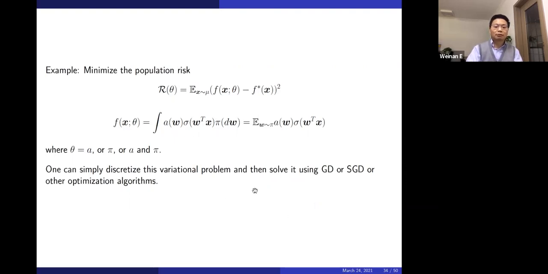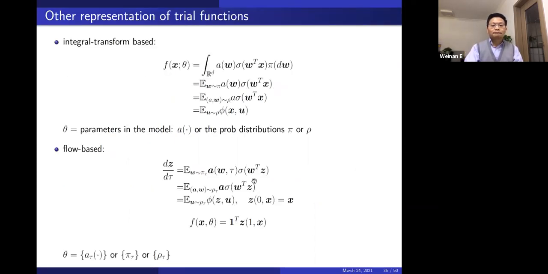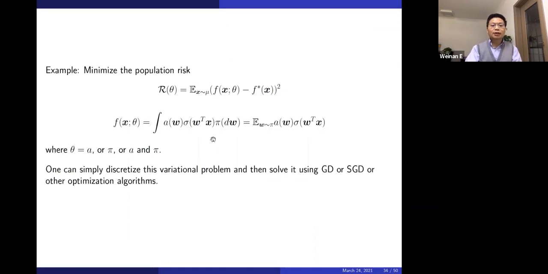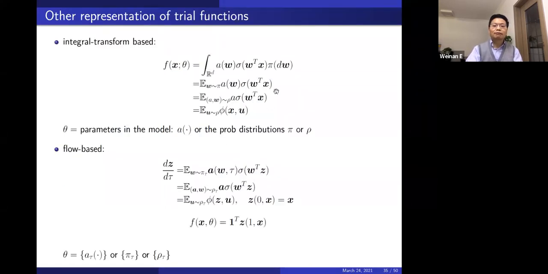And then we need to discretize, of course, but I'll talk about discretization later. Now, as you see here, a very important component is how to represent this function. And this is one representation, and we can have other representations.